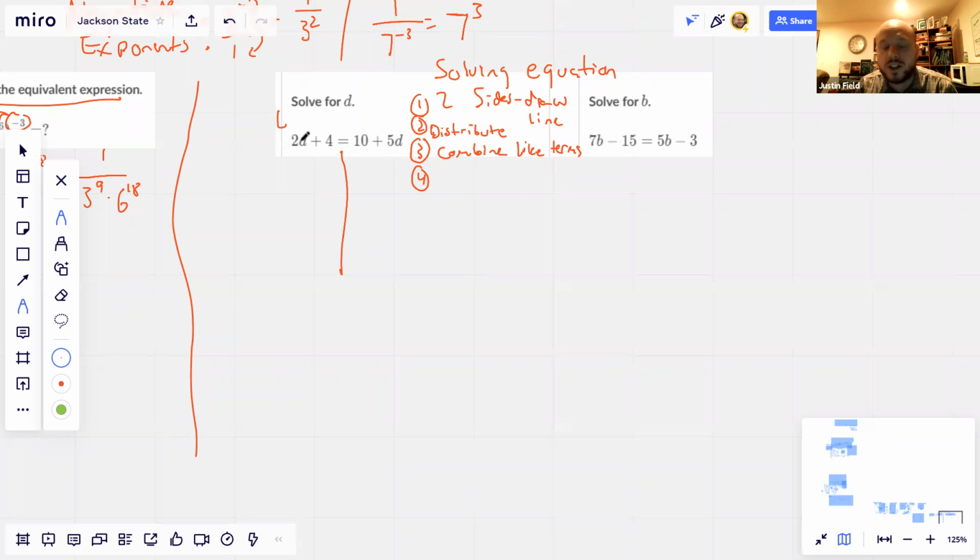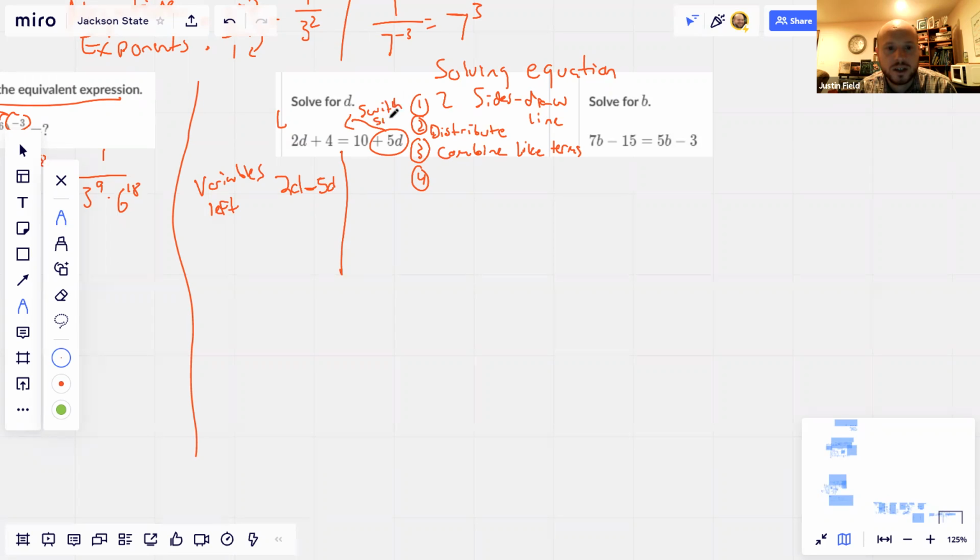Okay. So we're going to get our variables on the left. That is what I was singing. Variables to the left. There is already a term with the variable on the left, and that is the 2D. But this 5D must come over to the left. And so it is positive on the right, so it will be negative 5D on the left. Switch that sign.